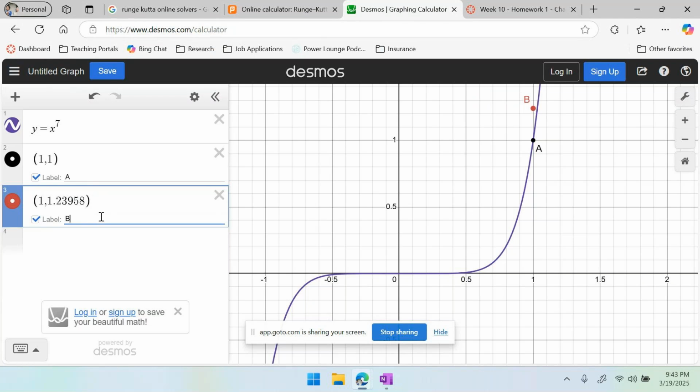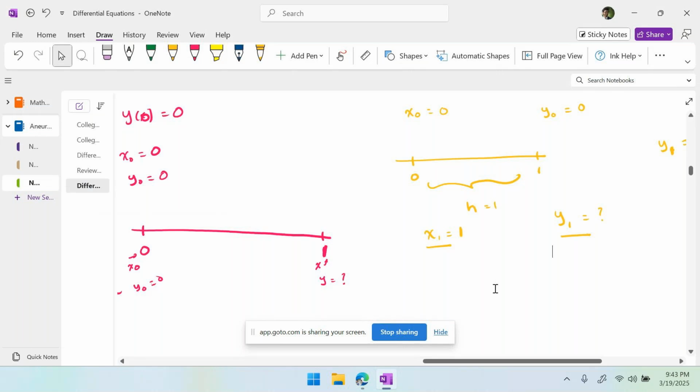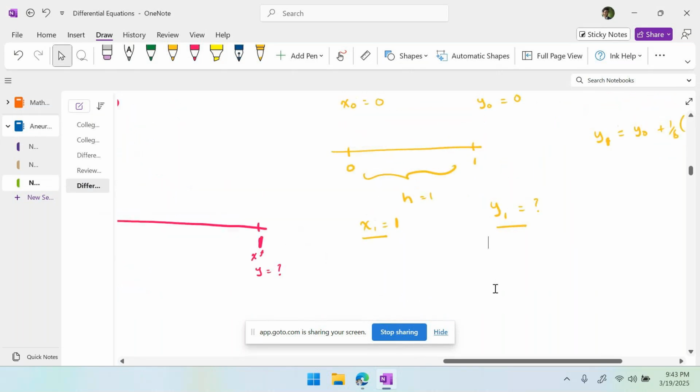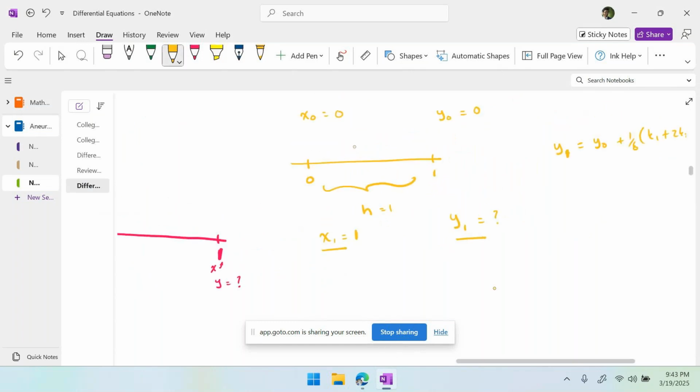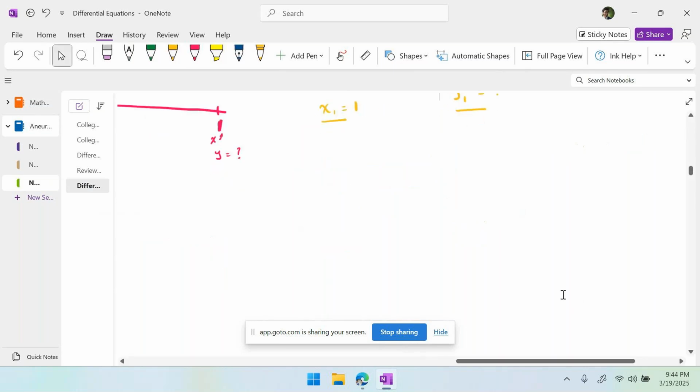Okay, right. Now we are going to refine it a little further. So once again, our end goal should be to calculate this one, y value at 1. Okay, let's get the interval.